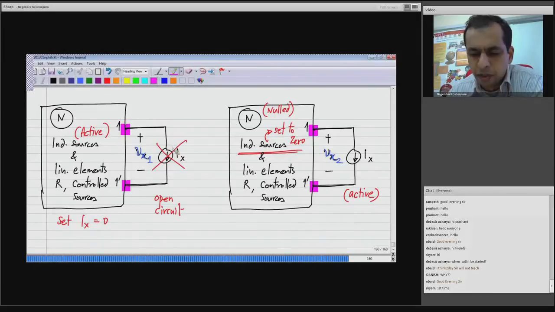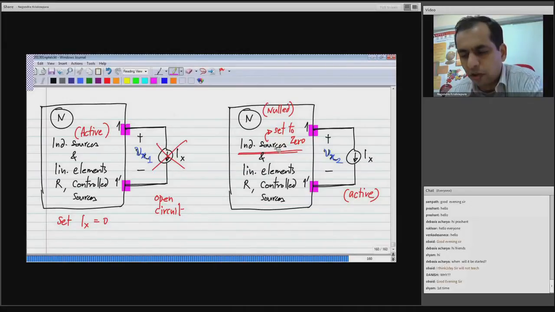First I will deactivate the current source, that is I will set Ix equal to 0 and analyze this circuit; at these terminals 1 1 prime I will find the voltage Vx1. Next, I will set all the independent sources inside to 0. That is known as nulling the circuit. Then I will analyze the circuit with Ix alone, so Ix is active in this case.